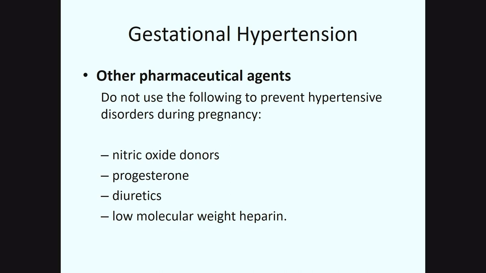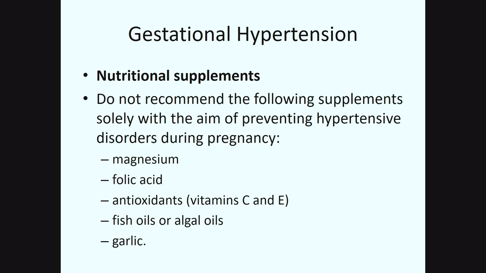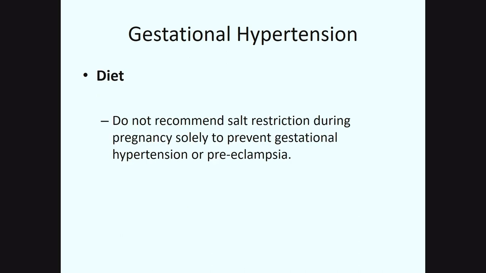And considering other pharmaceutical agents, they advise not to use the following to prevent hypertensive disorders during pregnancy: nitric oxide donors, progesterone, diuretics, or low molecular weight heparin. These are not indicated to prevent hypertensive disorders during pregnancy. And about nutritional supplements, they do not recommend the following solely with the aim of preventing hypertensive disorders during pregnancy: magnesium, folic acid, antioxidants like vitamin C and vitamin E, fish oils or algal oils, and garlic. Diet: they do not recommend salt restriction during pregnancy solely to prevent gestational hypertension or preeclampsia.